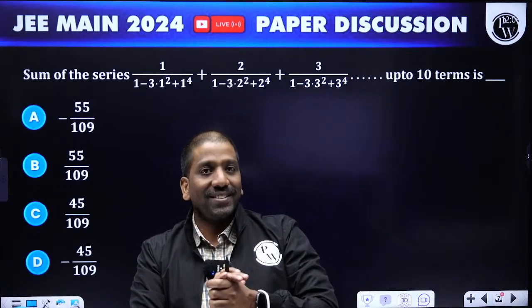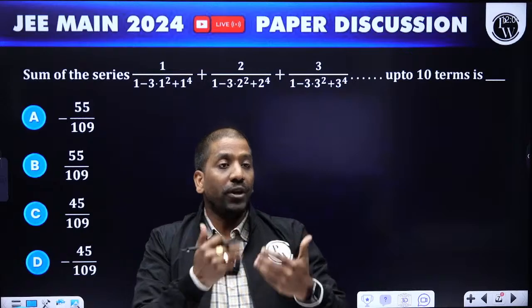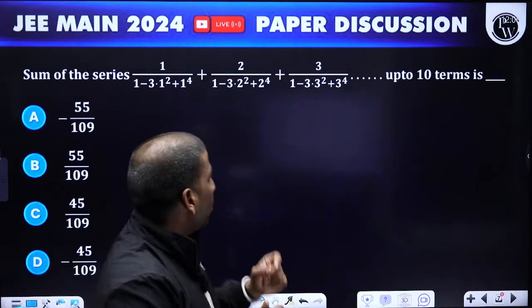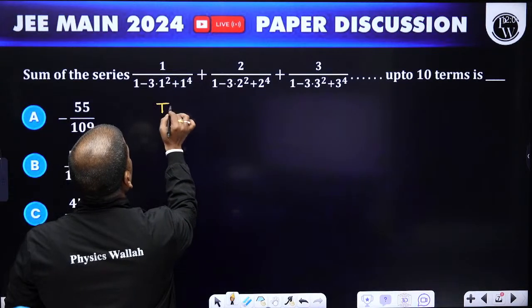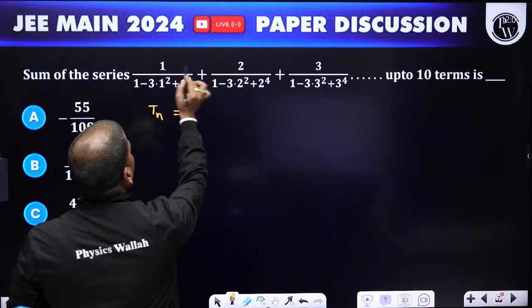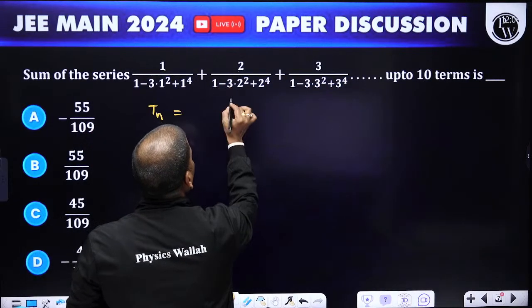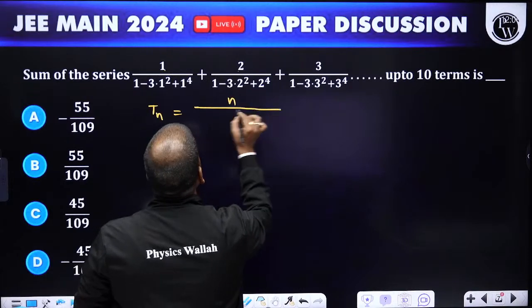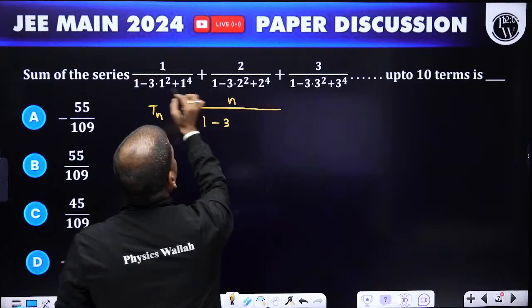Telescopic series or difference method, right? So immediately we need to respond in that way. When we observe here the nth term, we will write Tn is equal to 1, 2, 3 and so on. So that means our nth term will contain n by 1 minus 3, because 1, 1, 1, 1 is common, 3 is also common.